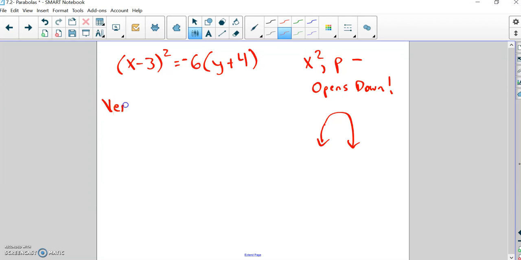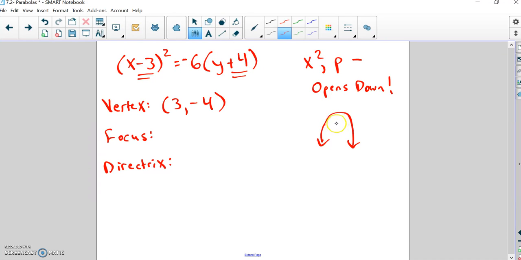Start out with my vertex. Remember, h goes with x, k goes with y. So I'm going to have a vertex at (3, -4). Okay? And now I'm going to find my focus, and I'm going to find my directrix. If you're looking at this parabola, the focus needs to be inside the curve, so we are going to move p units down to get to the focus. Call that f. And we're going to move p units up to get to the directrix. We'll call this d. Alright?